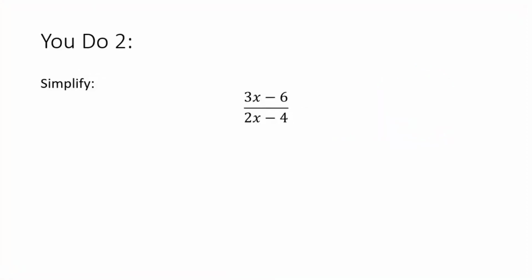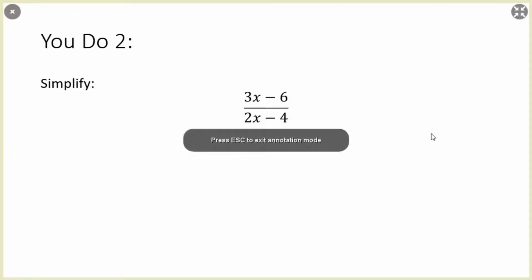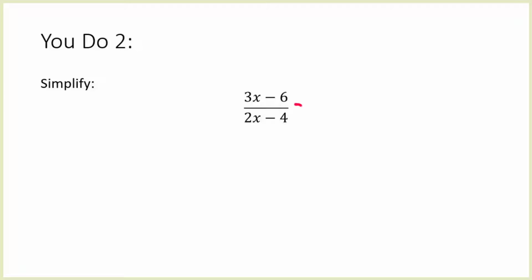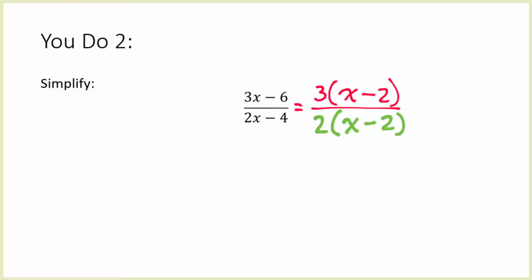Okay, go ahead and pause the video and try this one on your own. Now that you've tried them on your own, let's do it together. So, it looks like I can take a 3 out of the top. That'll be 3 times x minus 2. I'll take a 2 out of the bottom. Looks like that'll be 2 times x minus 2. My x minus 2's can cancel, and I'll be left with 3/2.